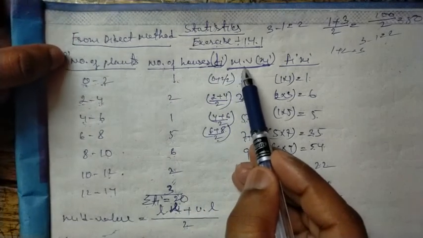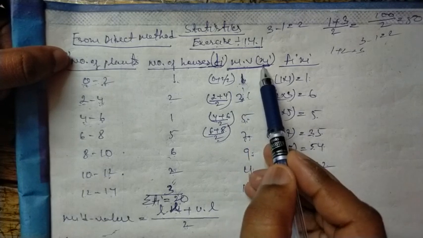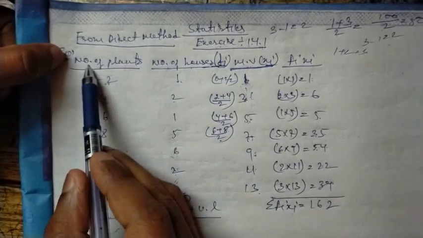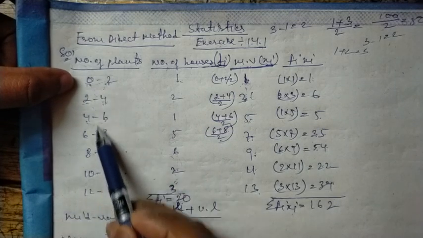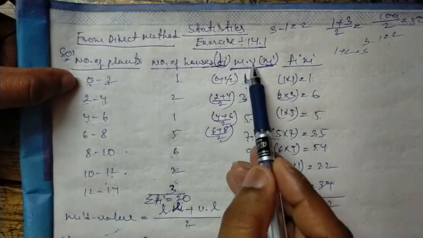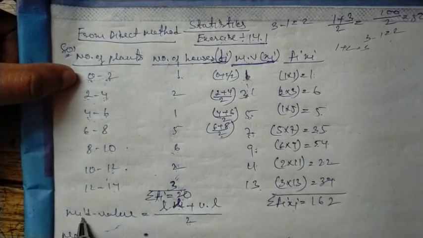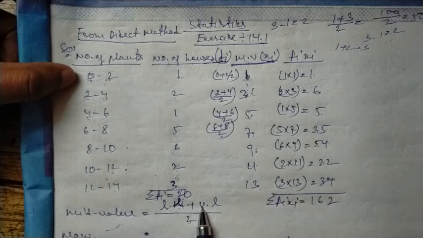Then we are going to find the mid value. The mid value is indicated by xi. This number of plants is the class interval, and from here we find the mid value. This is the formula: mid value is equal to lower limit plus upper limit, divided by 2.